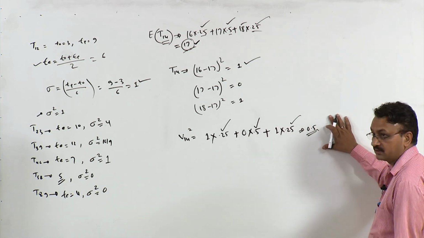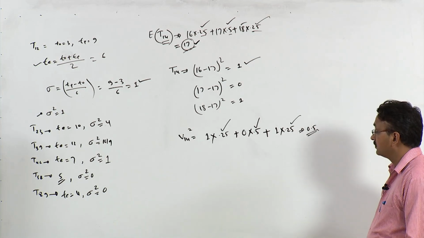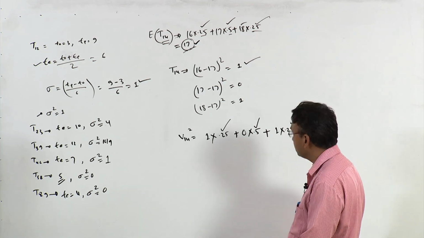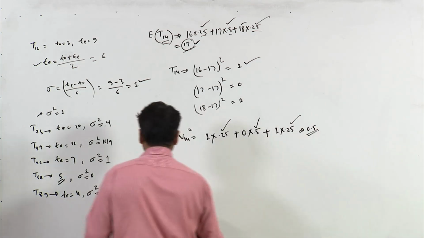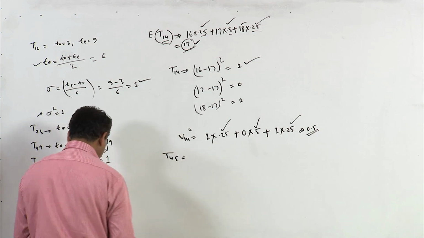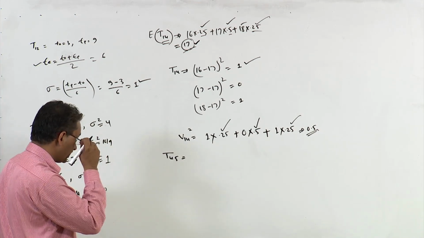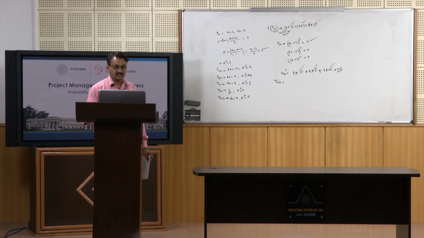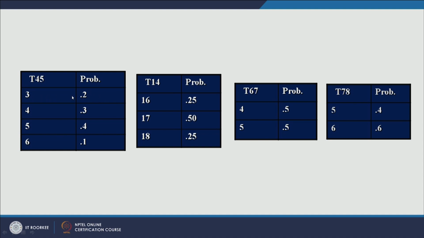Similar to this calculation, you can calculate expected time and variance for other activities. For example, if you look at activity 4-5, you need to first calculate the expected time, and the durations are given like this: 3, 4, 5, 6. Just multiply these two values. So, this is 0.6, this 1.2, this is 2, not 0.2, this 2, and this 0.6. If you add all these values, it would be 4.4.